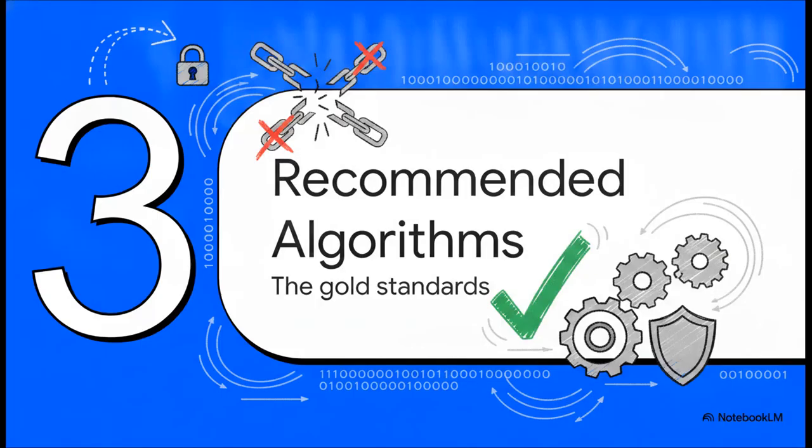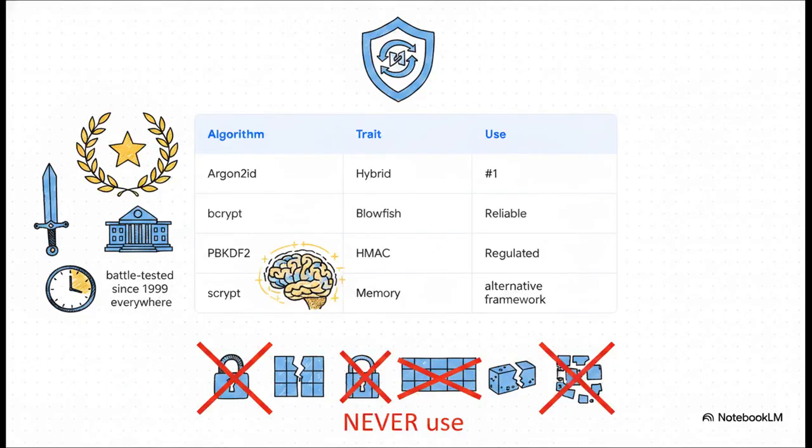Let's jump into Section 3, the 4 recommended algorithms. So what are your actual options here? Let's break them down. Argon2id is the current absolute gold standard. It won the Password Hashing Competition back in 2015, and it's the number one recommendation from OWASP.